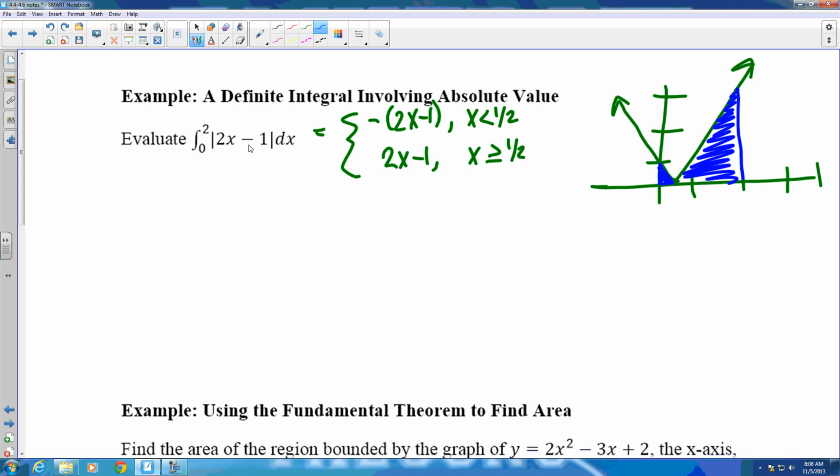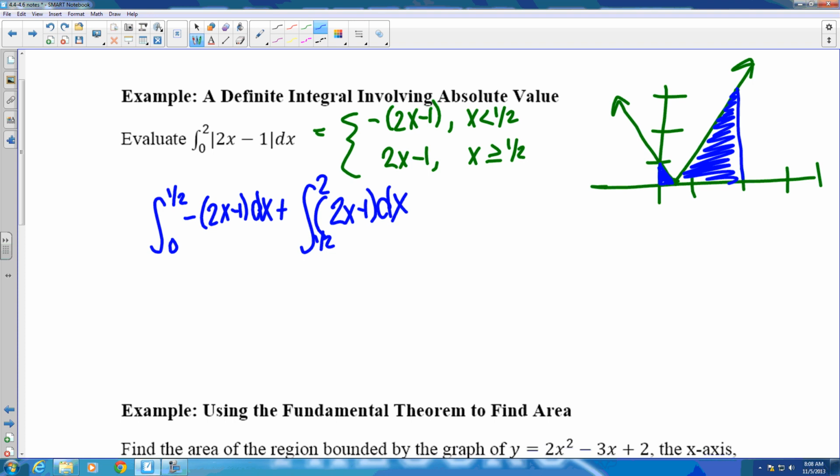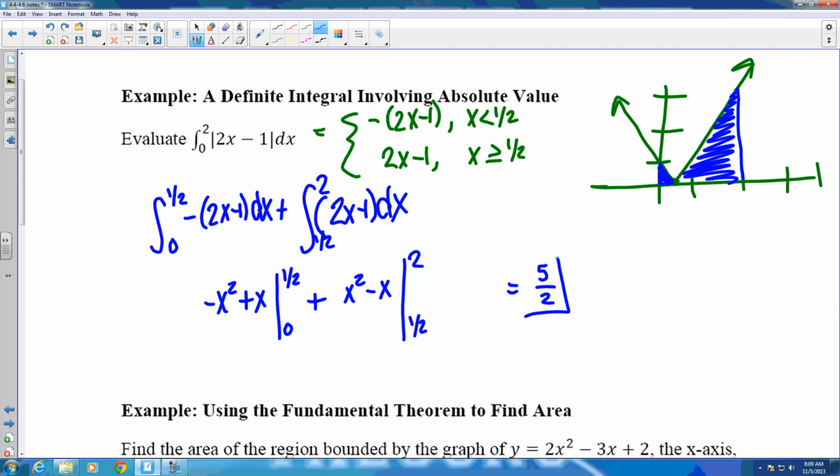Okay, so you have to take the integral of actually two separate ones. We need to add up the integrals of both of them. So starting with the integral from 0 to 1/2 of negative 2x minus 1 dx, we have to add on the integral from 1/2 to 2 of 2x minus 1 dx. The integral for the first one is negative x squared plus x evaluated from 0 to 1/2. And we're adding on x squared minus x from 1/2 to 2. If you plug in 1/2 and 0 into the first one, and 2 and 1/2 into the second, your final answer will be 5/2 or 2.5.